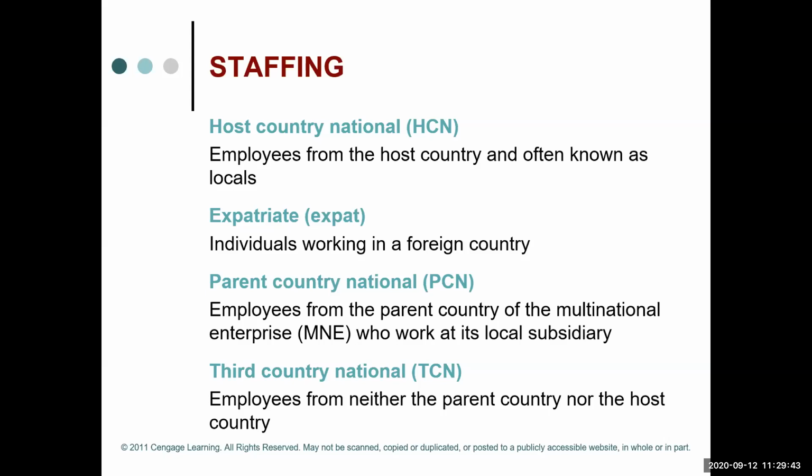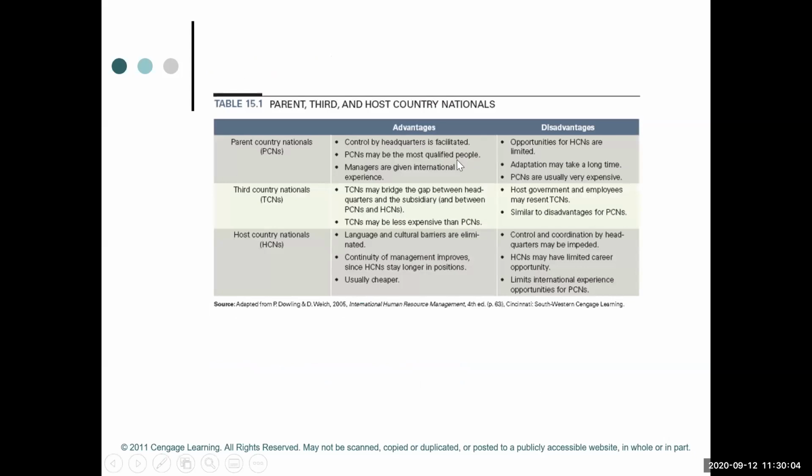The parent country national is the other way, right? From the US coming into the local subsidiary. And a third country national is none from the parent or the host. Somebody like a US subsidiary operating in India, but somebody from Australia comes. So that is a third country national. So these are the kinds of terms here.